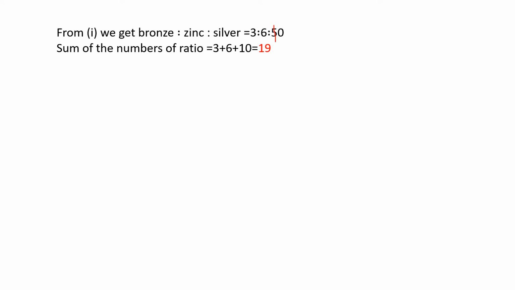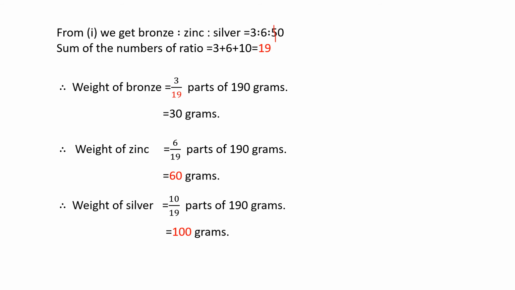Now the sum of the numbers of the ratio is 3 plus 6 plus 10, and it is 19. We need to find the weight of bronze, and bronze is the first one. So 3 divided by 19 parts of 190 grams, and 190 grams is the given condition. From that we get the weight of bronze is 30 grams. Similarly, the weight of zinc can be derived by 6 divided by 19 parts of 190 grams, and the weight of silver is as follows, 100 grams.